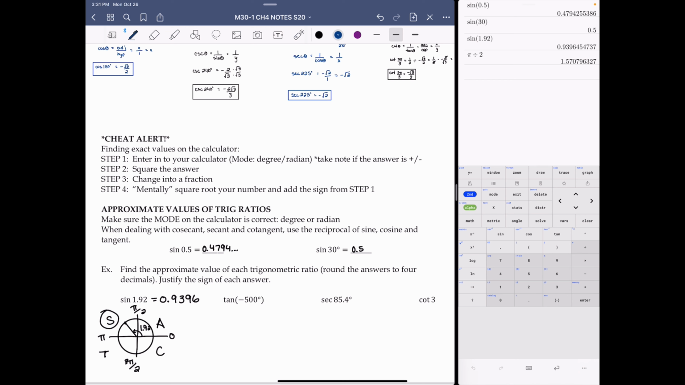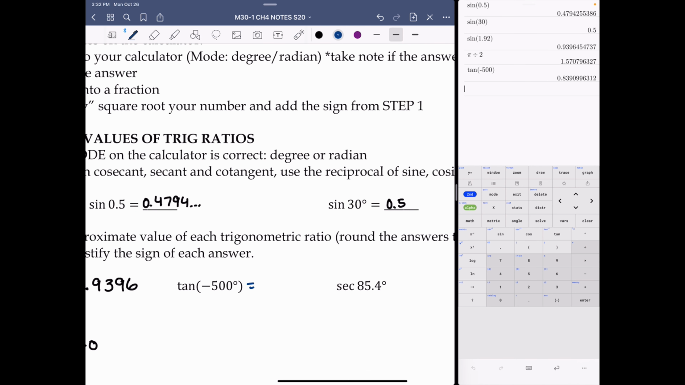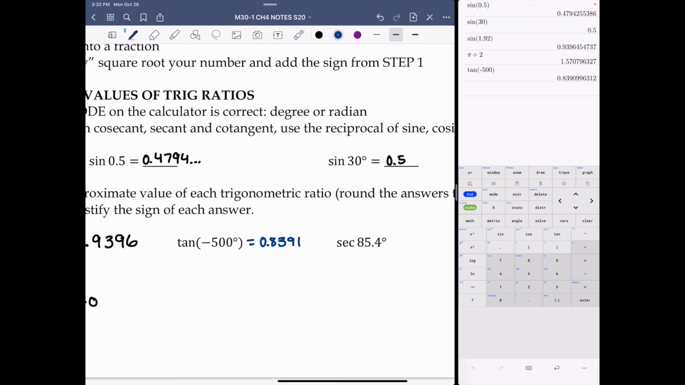Next one, tan of negative 500 degrees. Check your mode. I'm in the wrong mode. I need to change it to degrees. I do that. Then I do tan negative 500, enter, and I get, rounded to 4 decimals, 0.8391. And then justify the sign.